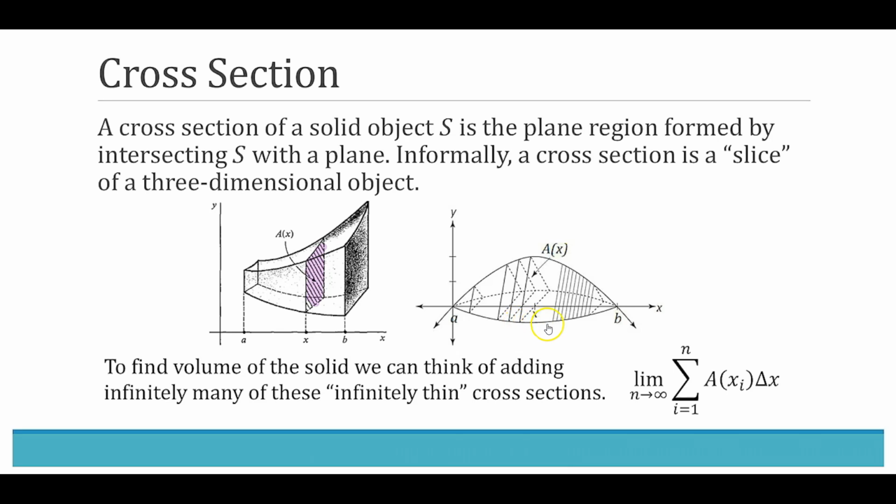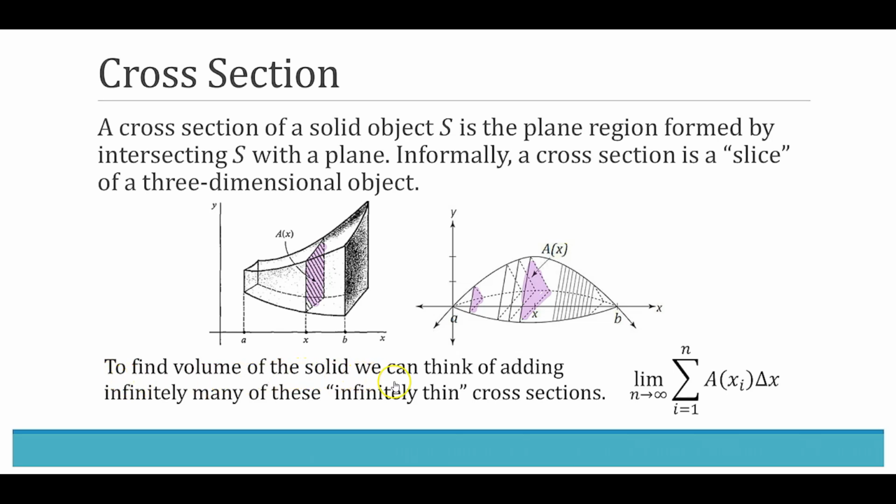Here I have a second solid, and this time the cross-section at this location here x is a triangle instead. So we can see that the cross-section's area is going to vary based on the value of x chosen. So if I chose my x location over here, I still have a triangular cross-section, but the area is different. We're interested in finding the volume of these three-dimensional objects.